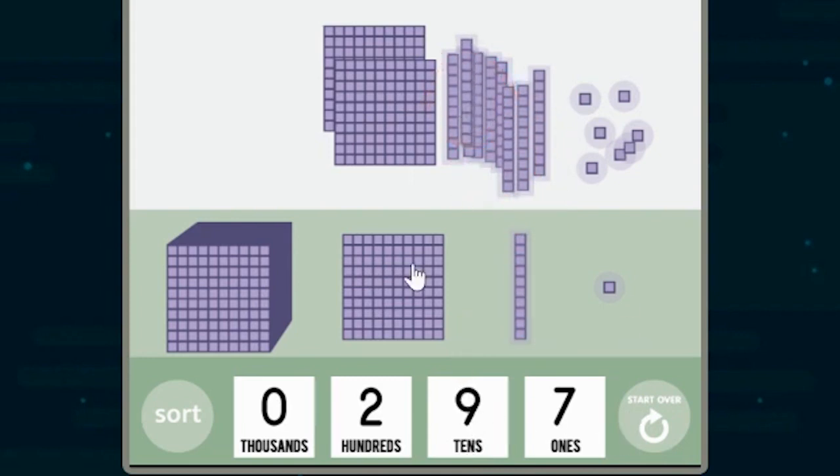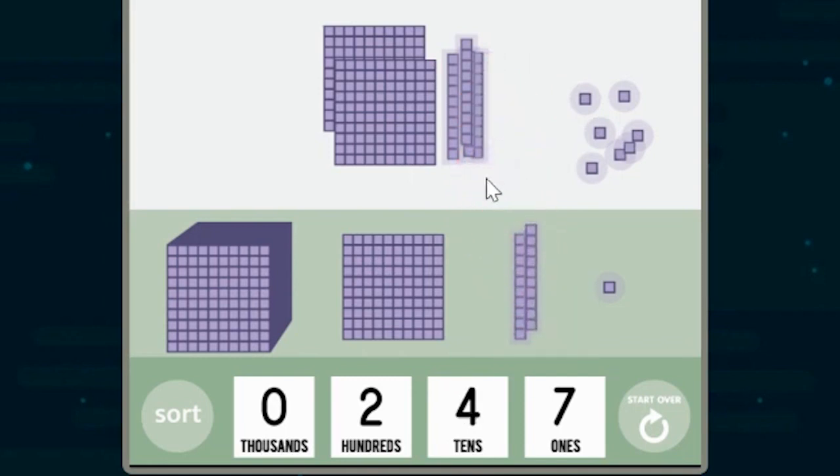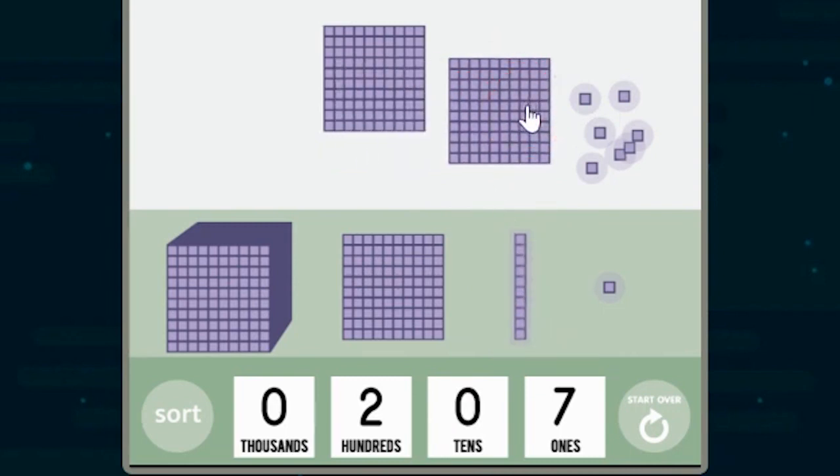Now let's count backwards from the decade. 287. 277. 267. 257. 247. 237. 227. 217. 207. How can I keep going backwards by the decade? I need to take away another 10 because I'm counting backwards by the decade.